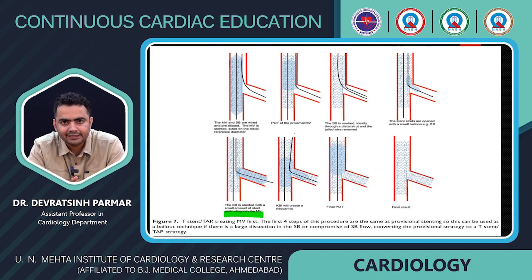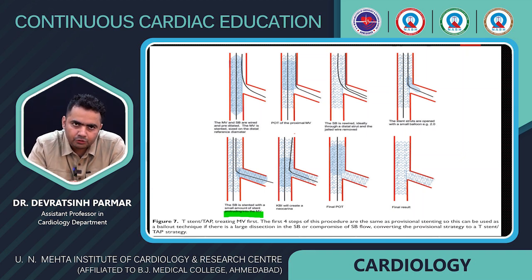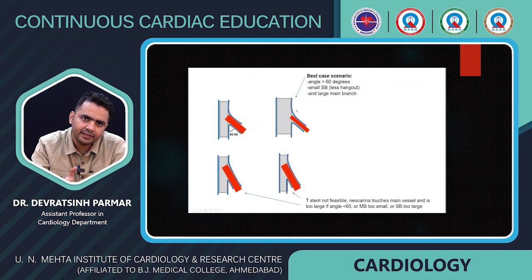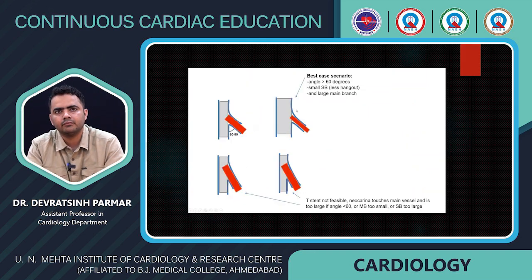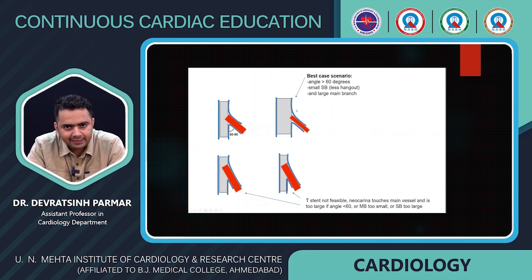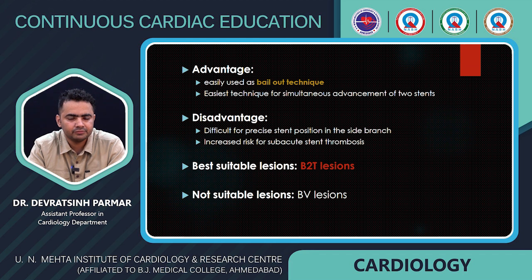Now there is another technique, the TAP technique. As we can see here, in the TAP technique, again it's the same as provisional stenting. First you put a stent in your main vessel, and you rewire your side branch. The only difference is that you pull back your side branch stent about 1 to 2 mm into the main vessel, and then finally you do a kissing balloon and POT. Both T and TAP techniques are best suited if there is a wide angle, more than 60 degrees, with a small side branch and a large main branch.